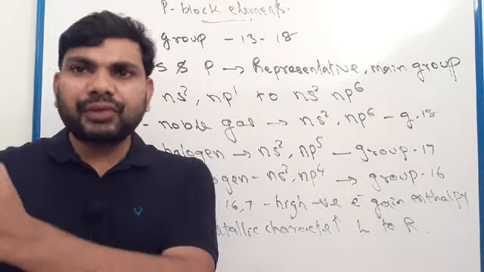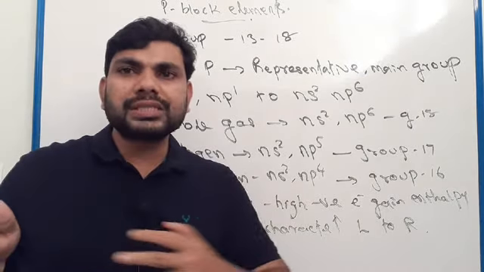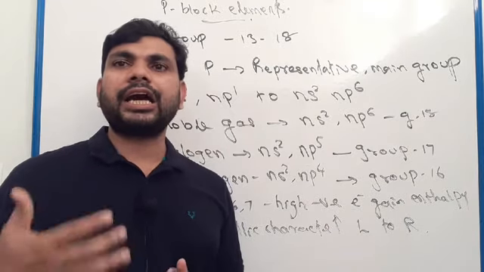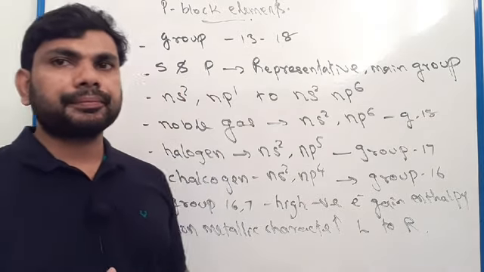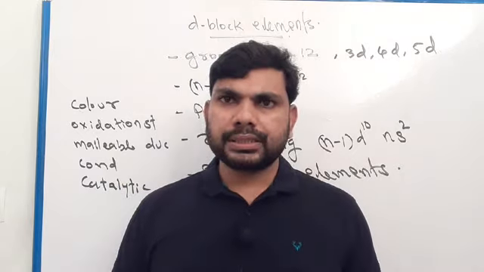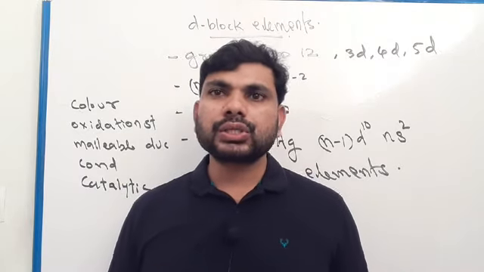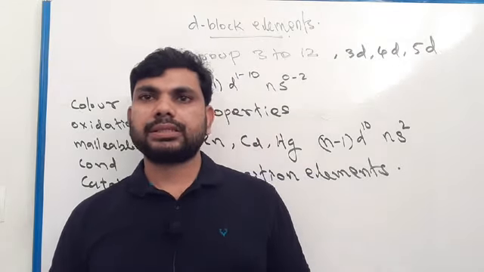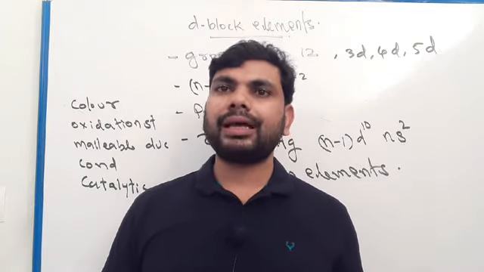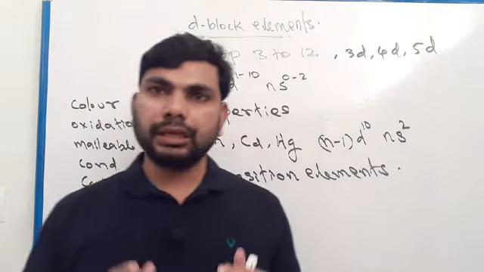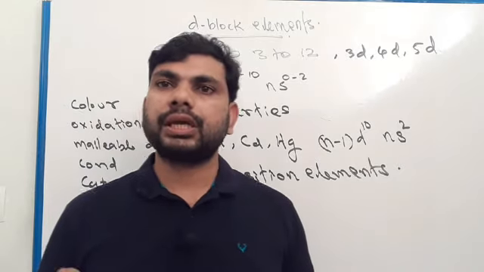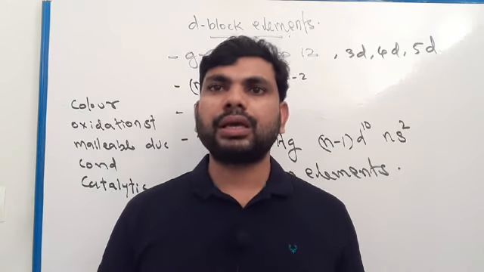So when you are moving from left to right across the period, metallic character increases. Clear? Okay, next one we have to discuss here, D block elements. D block elements are also called transition elements. Group 3 to group 12 elements in the periodic table are transition elements, or D block elements.